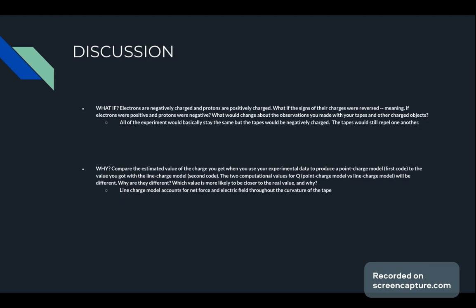So our discussion questions. What if the electrons are positively charged and protons are negatively charged? What if their signs were reversed, and how would this change the observation? So all of the experiment would basically stay the same like it is, but the tapes would be negatively charged and the tapes would still repel one another.